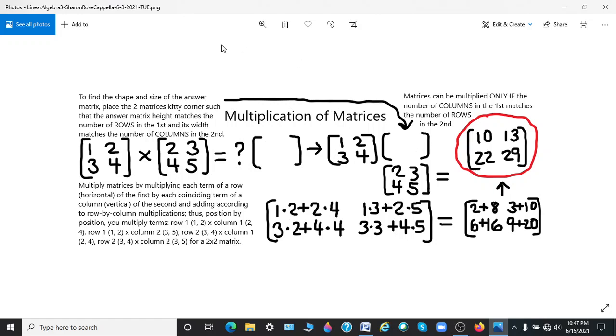But you actually can have 2 different size matrices and multiply them together if the number of columns in the first matrix matches the number of rows in the second. In other words, say for example, you have 3 columns in the first matrix. How many rows do you need to have in the second one? 3.